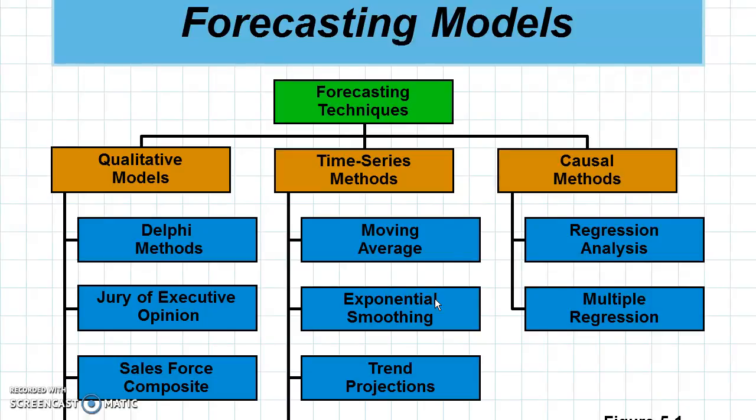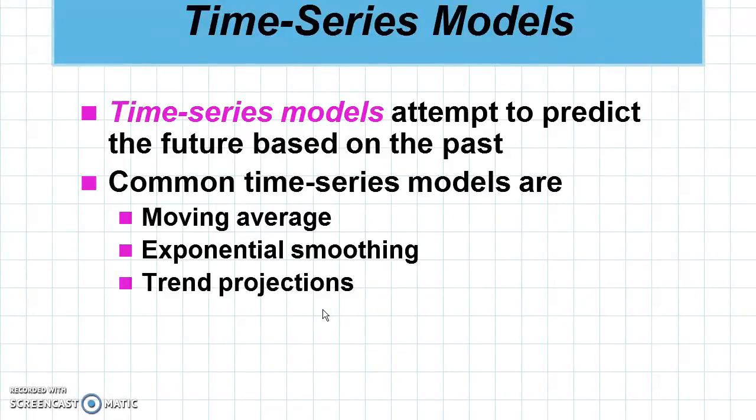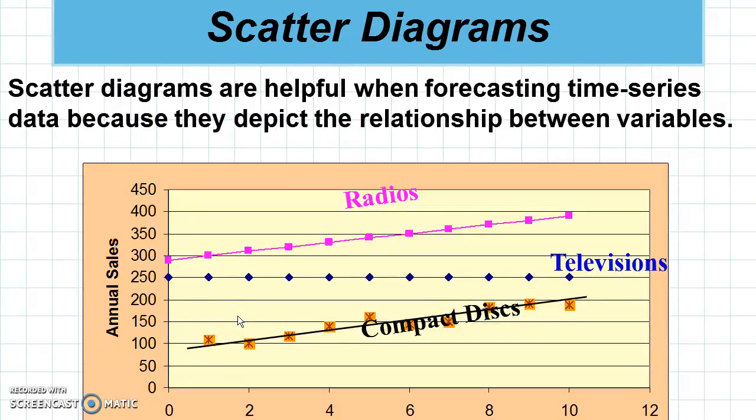There are a number of different tools, qualitative tools like Delphi, jury of executive opinion, others. Time series methods are also important ones, exponential smoothing, trend projections, and then there are causal methods like regression analysis that we'll be using later. Time series is our focus. Moving averages, exponential smoothing, trend projections are going to be our focus.